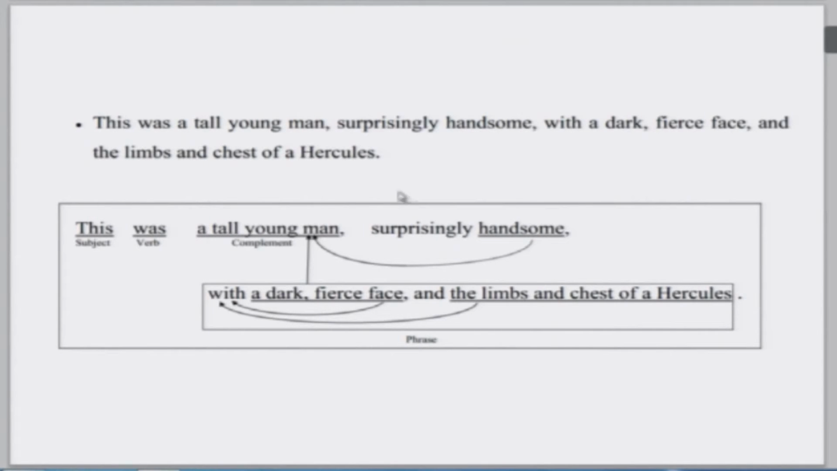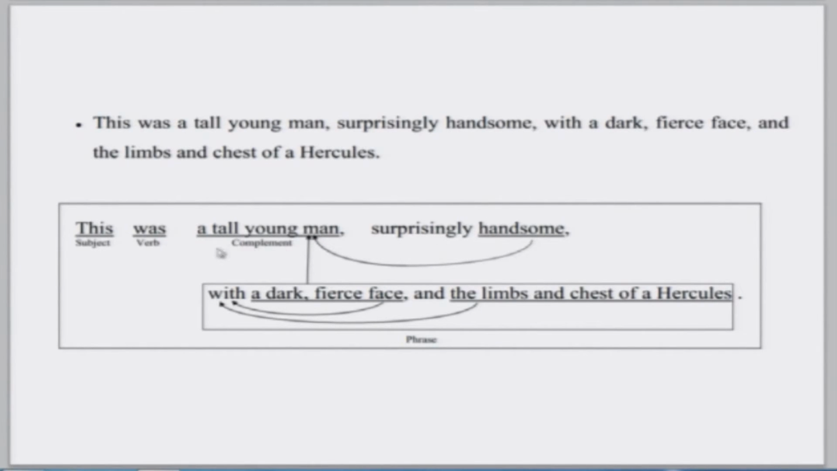Take another. This was a tall young man, surprisingly handsome, with a dark fierce face and the limbs and chest of a Hercules. Open it. This, subject, was, verb. With was you cannot complete a sentence. So, you need something else after that. So, this was what? So, a tall young man. So, this is a complement, and now this man. Some more things about the man. So, man is a noun. So, more things are coming which are qualifying what kind of a man we are talking about. Surprisingly handsome. So, handsome qualifies man, surprisingly qualifies handsome.